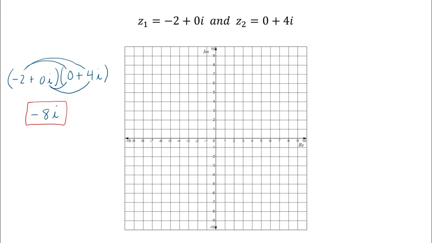Now let's plot each of these complex numbers and the result negative 8i in the complex plane and see if we can find a pattern. Let's plot negative 2 plus 0i first. That point would be there in the complex plane. Now let's plot 0 plus 4i. That point would be here.